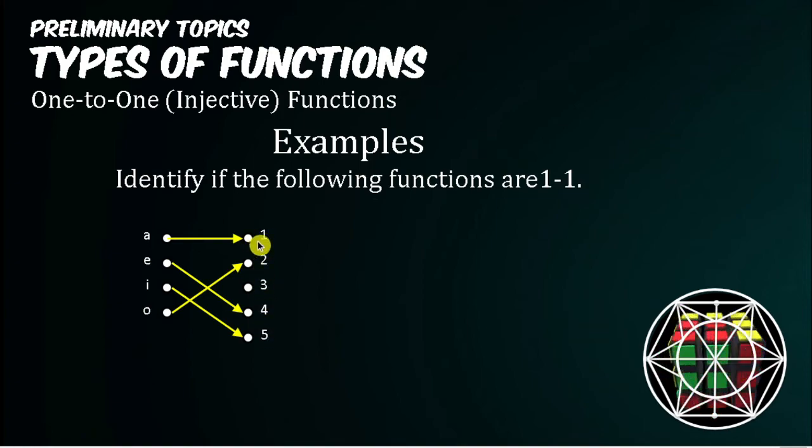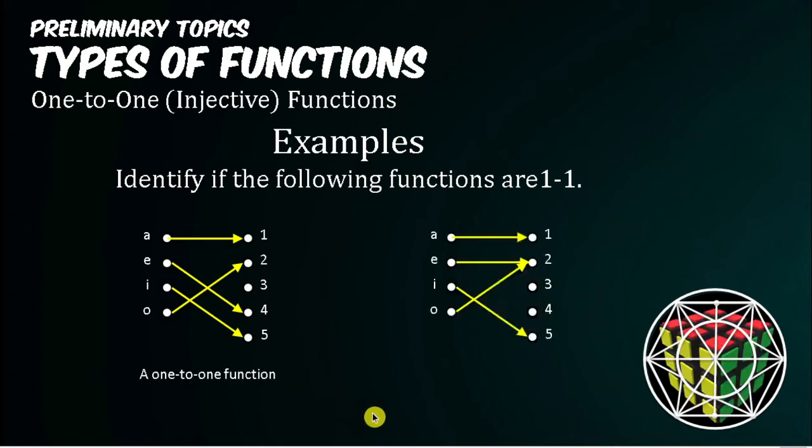Now we need to check that for each of those elements in the range, there's only one pre-image. For example, 1, the element 1 in the range, ilan ba ang kanyang pre-image? It's A. Isa lang naman. Ganun din ba kay 2? Yes. Ganun din ba kay 4 and 5? The answers are yes and yes. So, yes, this is a one-to-one function.